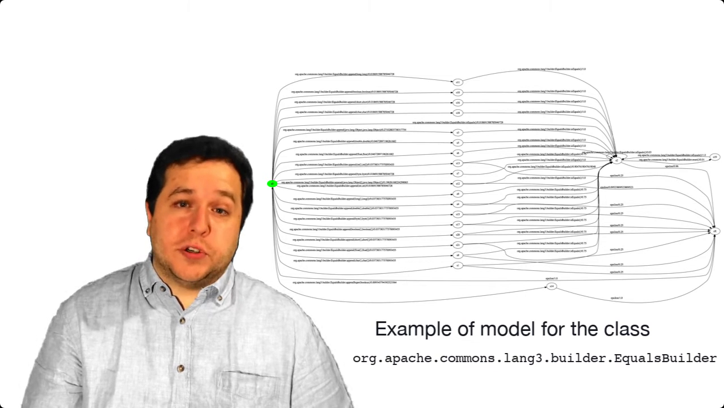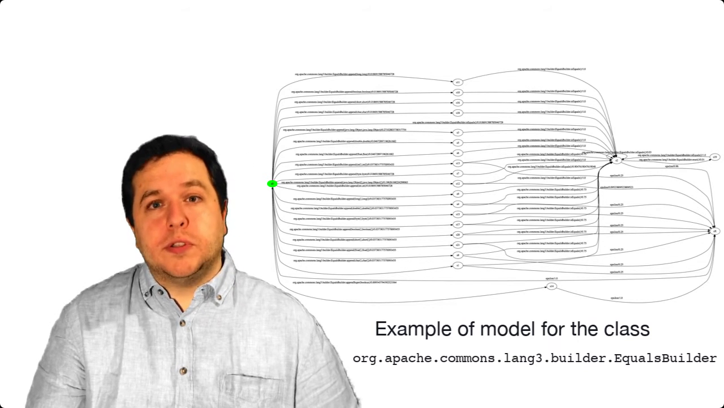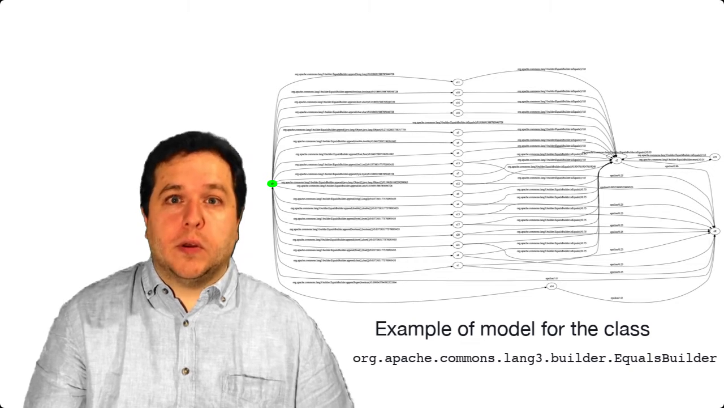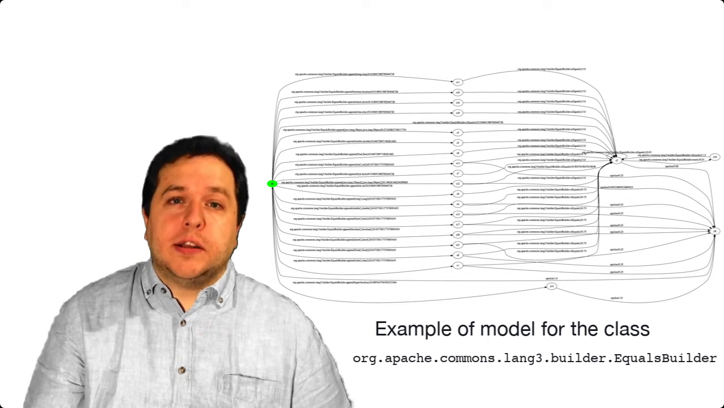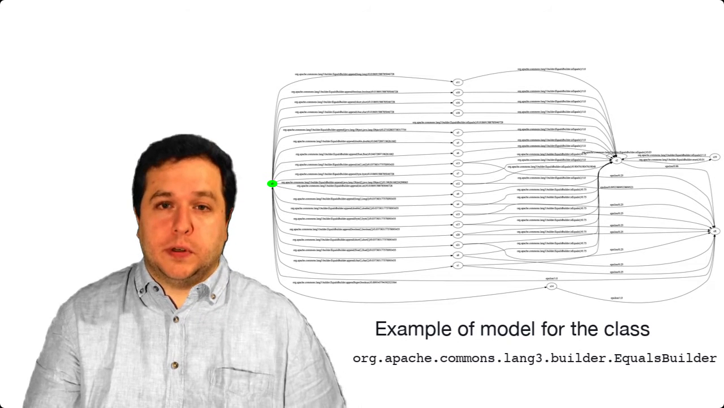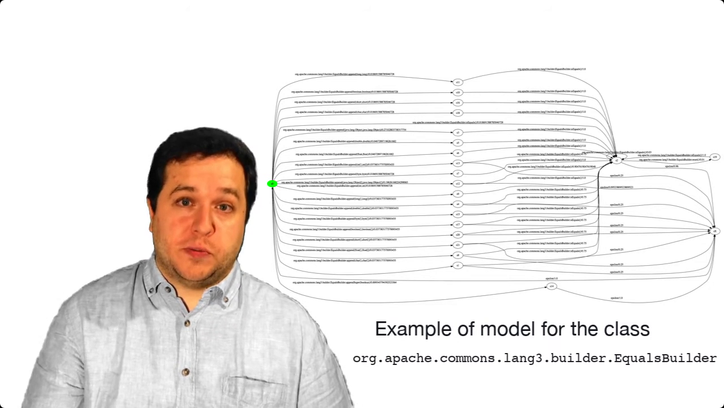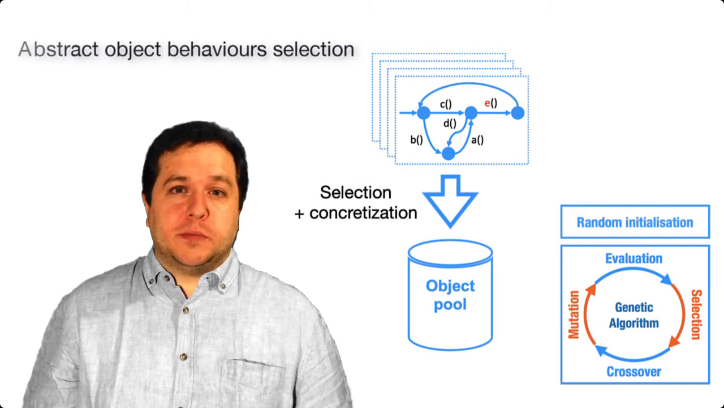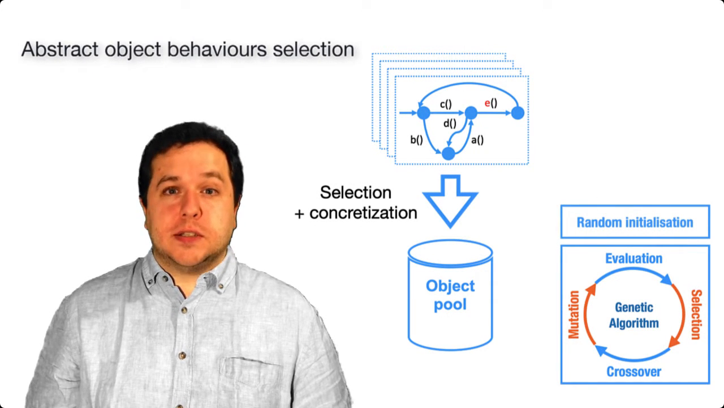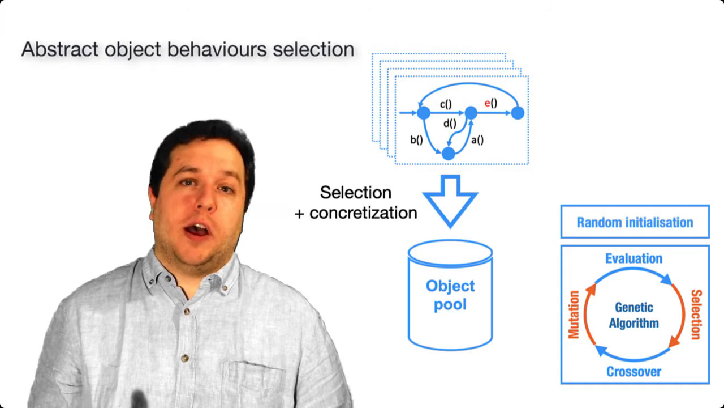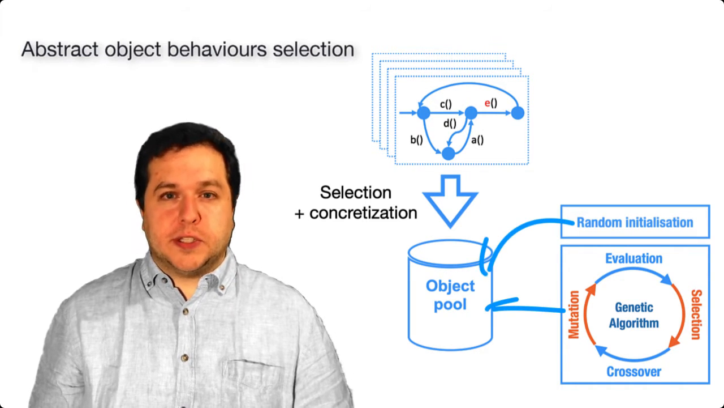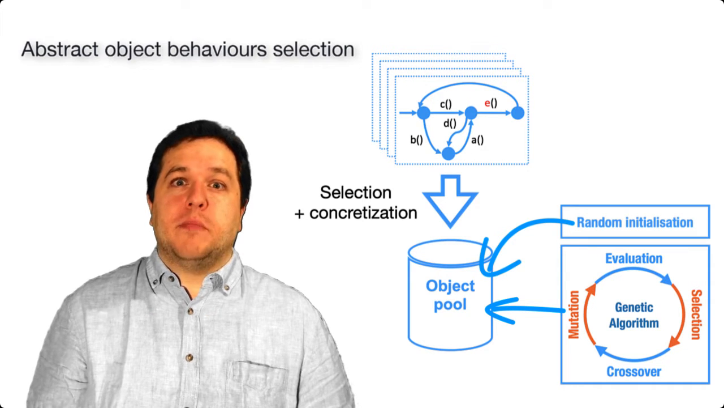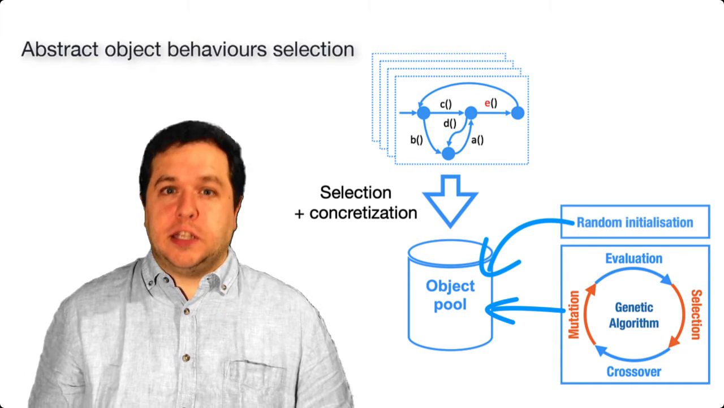So for those different reasons, we use 2-gram inference to build our models. For one version of the system, of course, model inference is a one-time task, which means that afterwards the model can be directly reused for multiple search-based crash reproduction processes. So abstract object behaviors are selected from the transition system and concretized to Java objects and stored in an object pool from which the search process can come and pick the object that it needs.